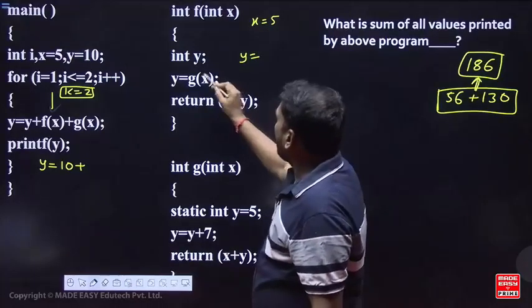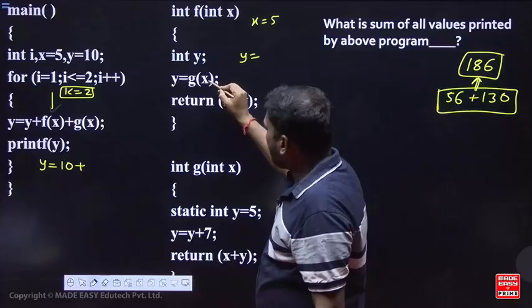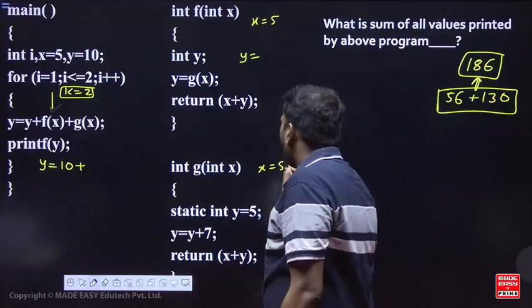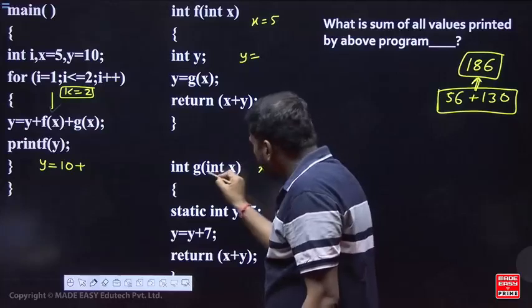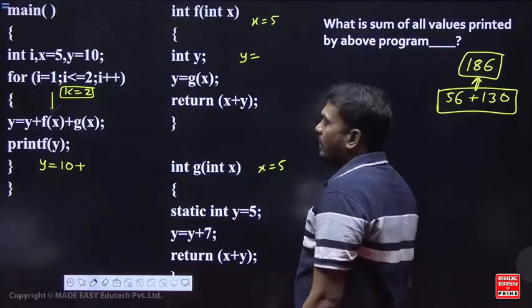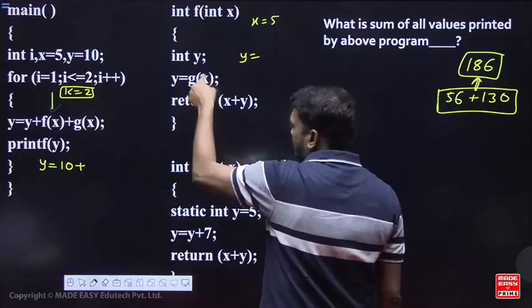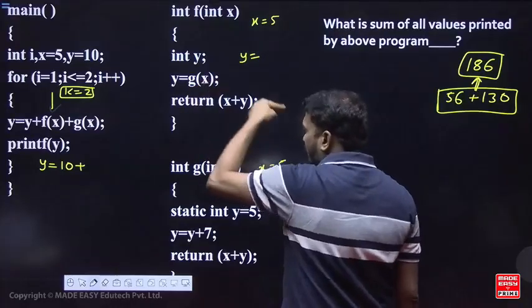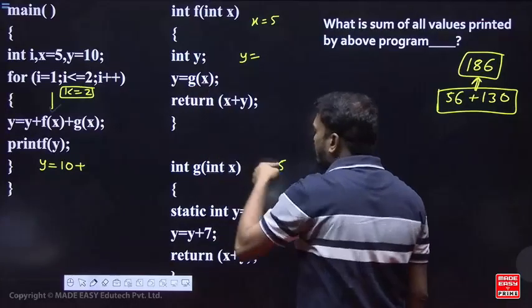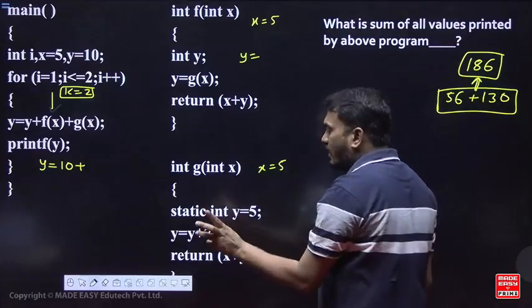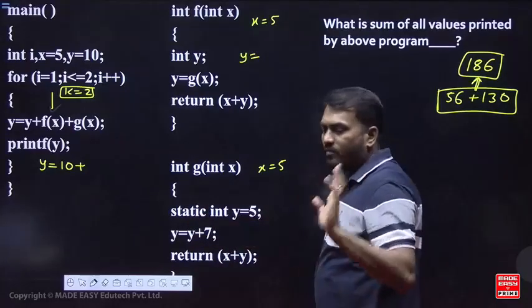X value 5. You are passing x value as 5 in g of x, and you receive x value as 5 here. From here you come to g of x. Listen carefully: from here we went to f of x, and inside f of x it is calling g of x. In g of x, what is the x value you received? 5. And what will it do with static? It will skip, because memory is already allocated at compile time.